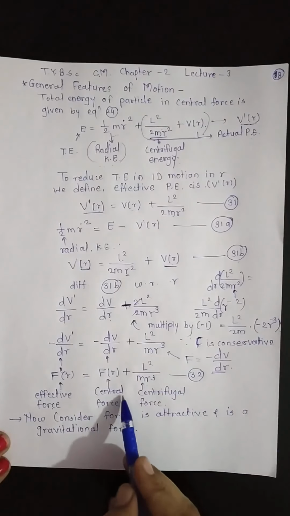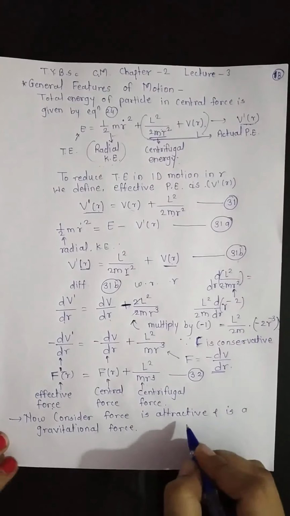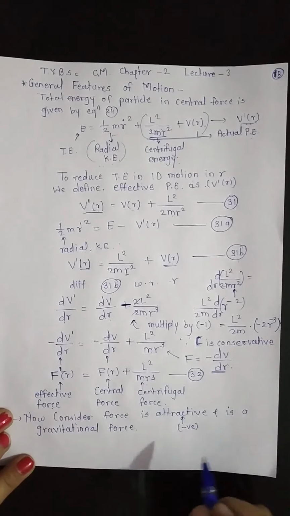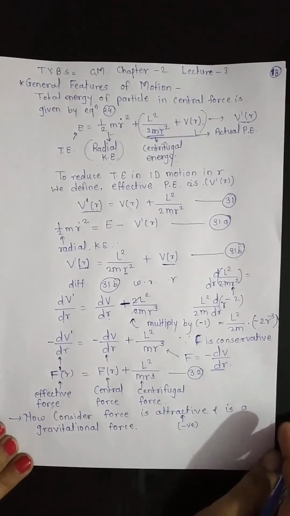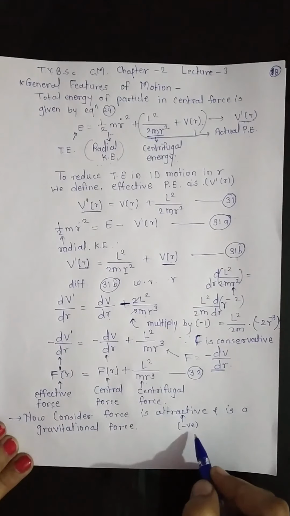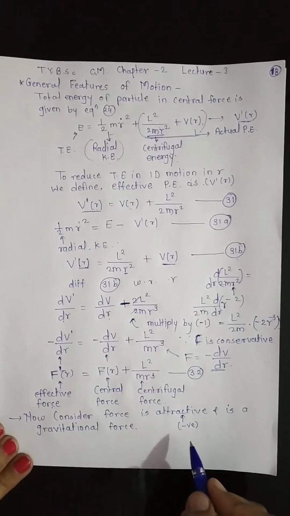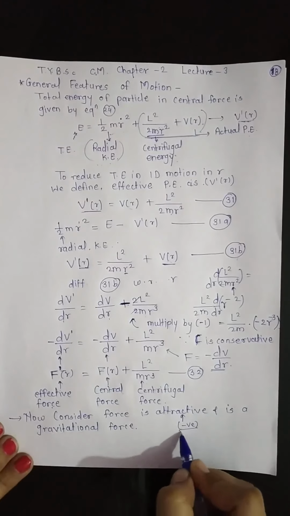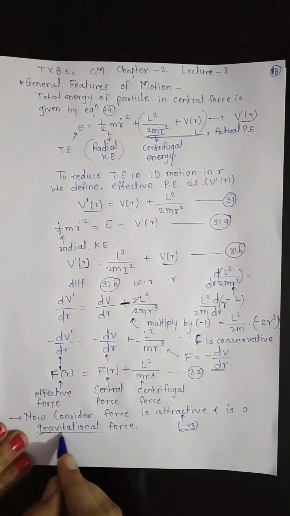Now if we consider that this central force is attractive in nature, if the force is attractive, I have to take it negative. This we have already discussed. And if I have to represent it as a repulsive force, then that force is positive. This we have already discussed. So I am considering the force as attractive, so I have to consider it negative, and I am taking the type of force as a gravitational force.